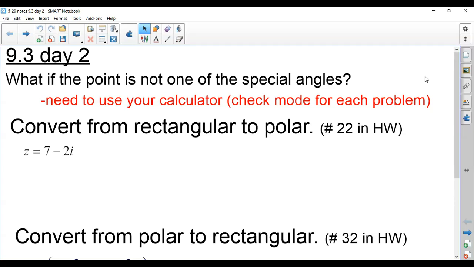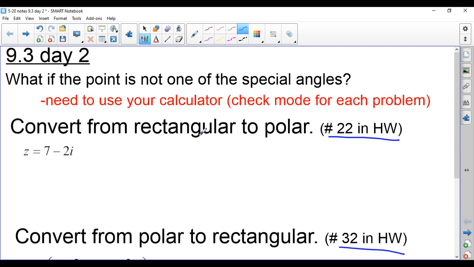Today we're just going to do a couple more examples of taking complex numbers and changing them between polar and rectangular form. For these examples, we're going to need a calculator because they're not problems that you can do using 30, 60, 90s or 45, 45, 90s. There are two problems in the homework where you'll need the calculator, and those are noted here.